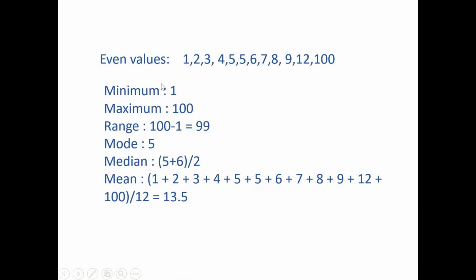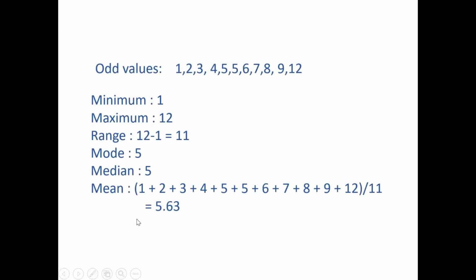If we compare this to the even values, we had only 100 as one extra value in this particular case. But if you see, the mean for this particular scenario is 13.5, while the mean for the odd value scenario where only one value is missing, the mean is 5.63.